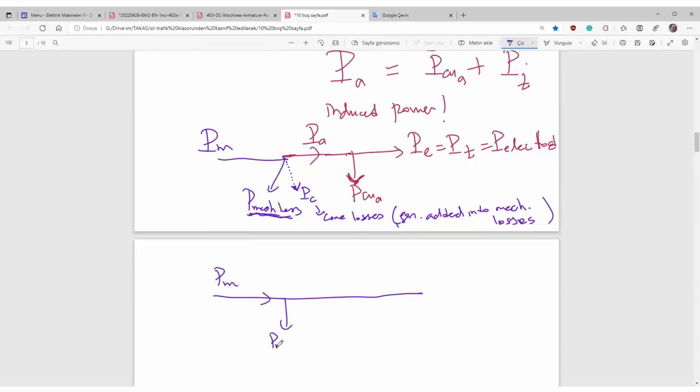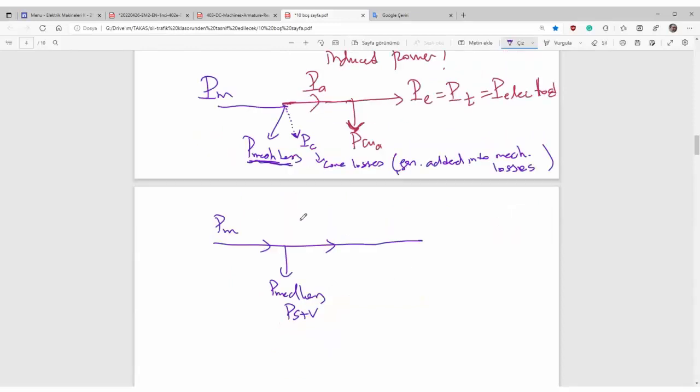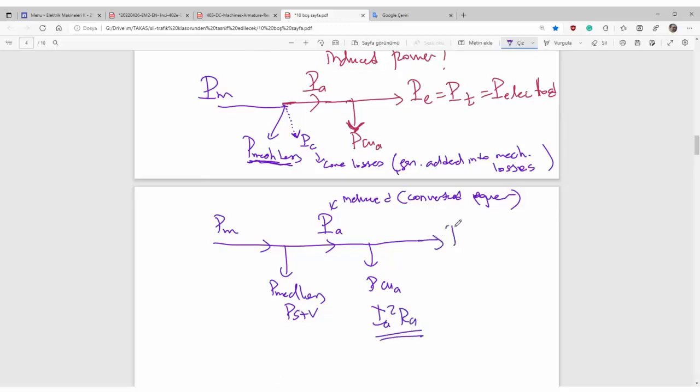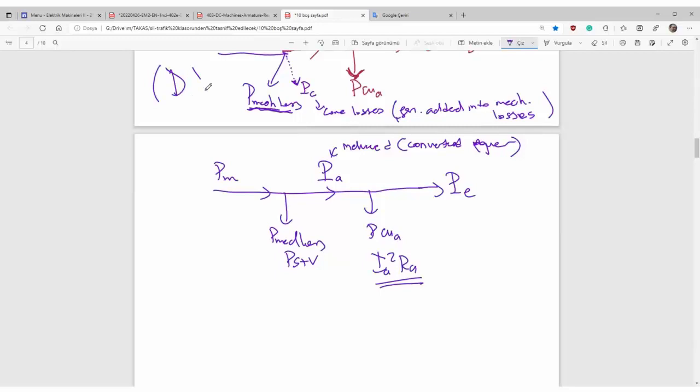Mechanical losses in terms of sürtünme ve ventilasyon, windage and friction. Armature power, that is the induced or converted power. And then here is the copper loss in the armature winding that heats the armature. Here is the electric output. That belongs to dynamo operation, or generator operation.